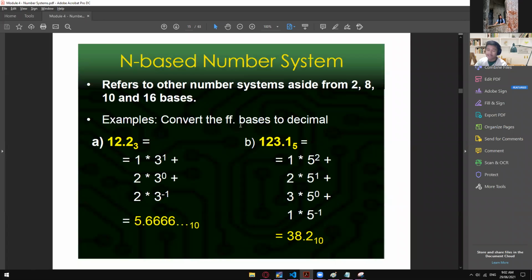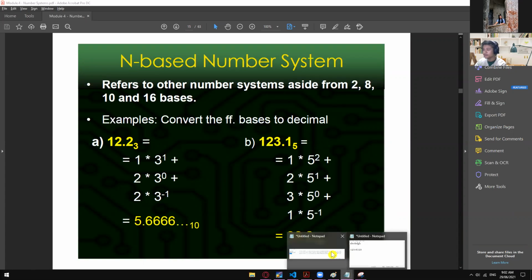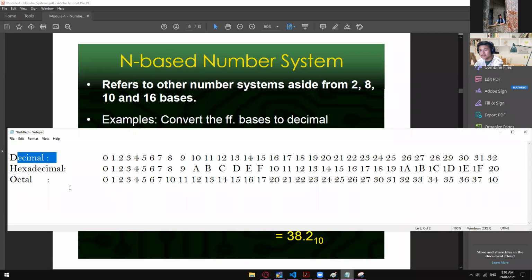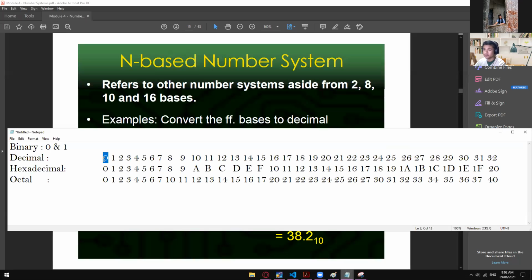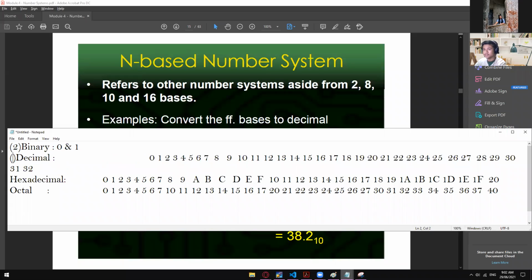All right, so next one now is number bases. So remember that we have binary, which is 0 and 1 only. And then decimal is the normal way to count numbers, but of course, we're going to start with 0. Hexadecimal has a combination of letters, and octal doesn't have 8 and 9. Okay, and what if we have a base of 3? Okay, so binary has a base of 2, decimal has a base of 10.